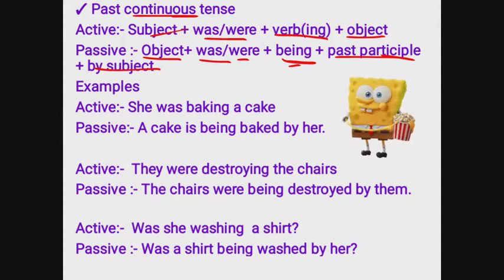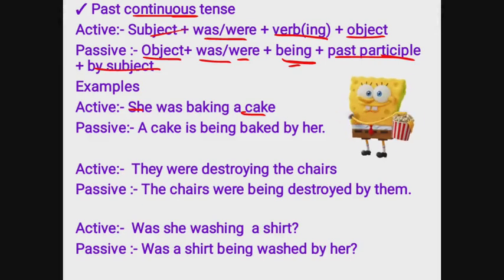Let's look at some examples. She was baking a cake. She is the subject, was is the auxiliary verb, baking. And this is done in the past. She was baking a cake. And the cake here is an object and she is a what?